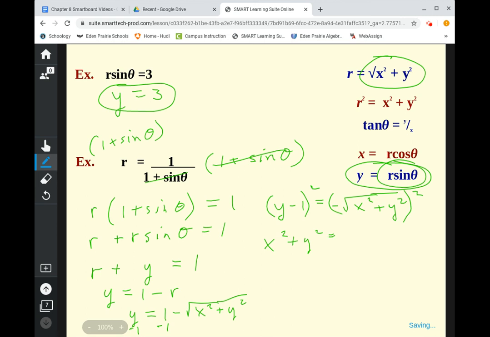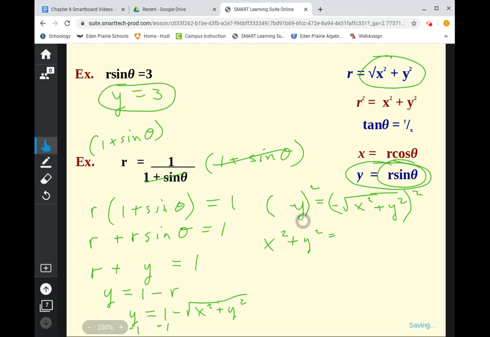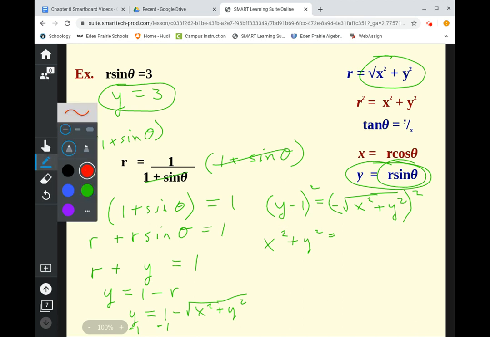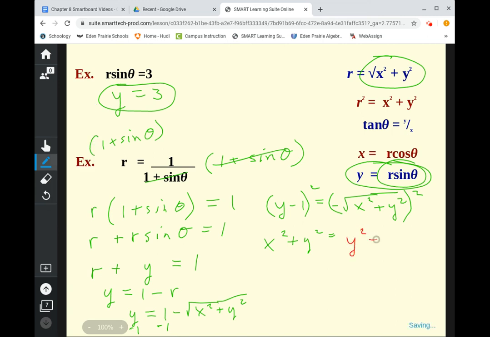If I FOIL this out right here, the y minus 1 squared, I would end up with y squared minus 2y plus 1. Take a look what happens. The y squares are now gone. I mean, this is just a little bit extra. You don't really have to even know how to do this far. Getting to the point where you got rid of r and theta when we were here was fine. I'm just showing you a little bit of extra steps. Now I'm left with x squared equals negative 2y plus 1.